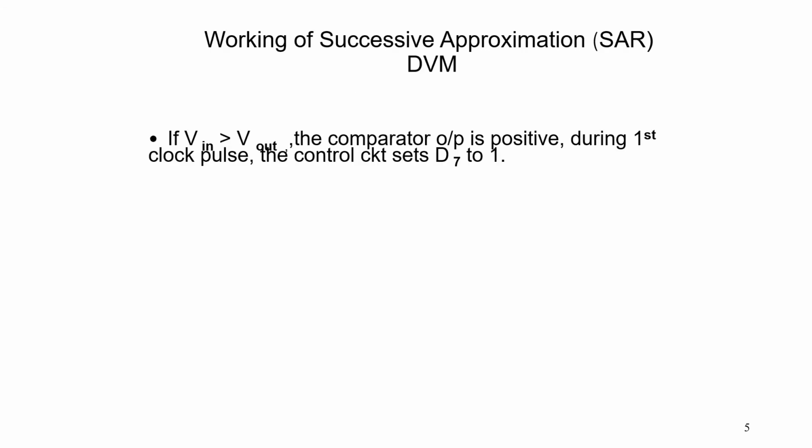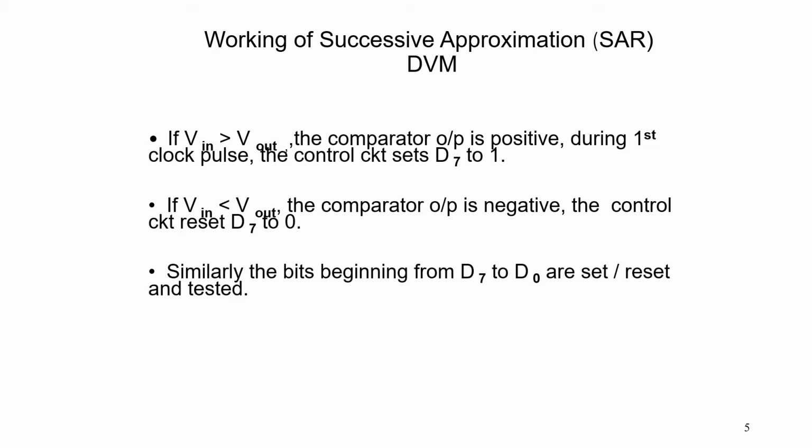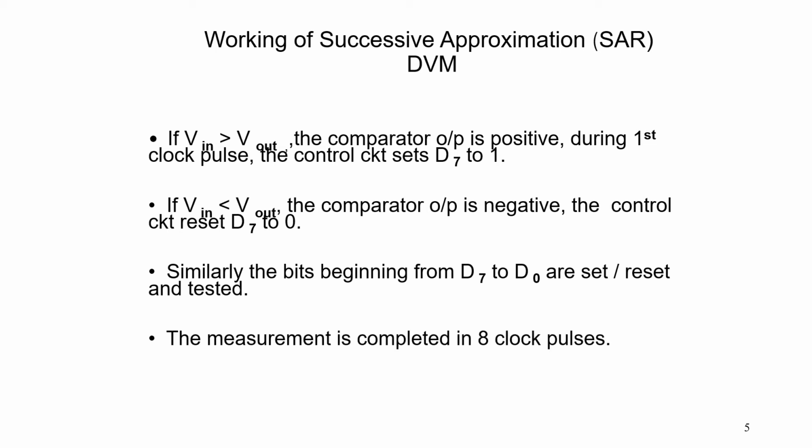If Vin is greater than Vout, the comparator output is positive during the first clock pulse. The control circuit sets D7 to 1. If Vin is less than Vout, the comparator output is negative. The control circuit resets D7 to 0. Similarly, the bits beginning from D7 to D0 are set, reset and tested. So the measurement is completed in 8 clock pulses.